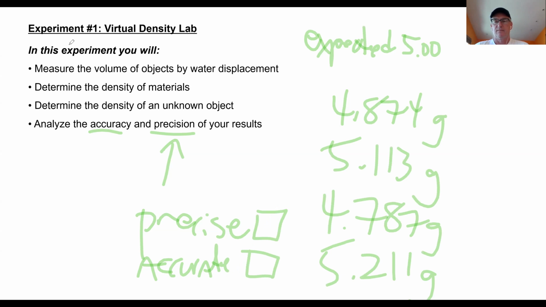No, they're not precise. I mean, they're kind of all over the place, right? They're a little bit less, they're a little bit more. The errors in them are fairly large. So no, they're not precise. But are they accurate? Yeah, kind of. They're close to 5, but how would you determine whether or not they're accurate?